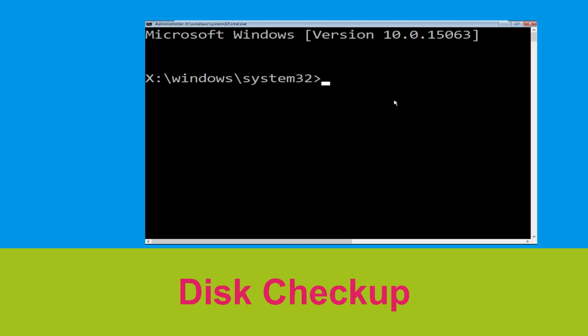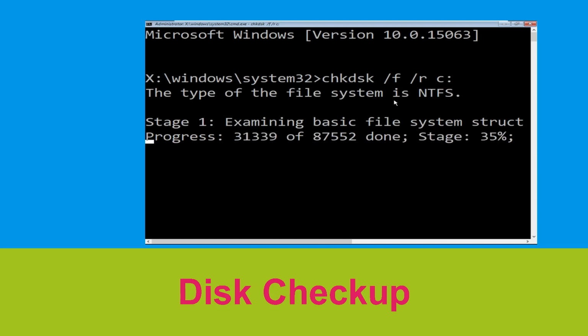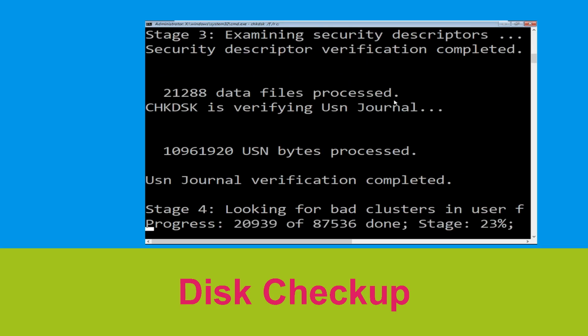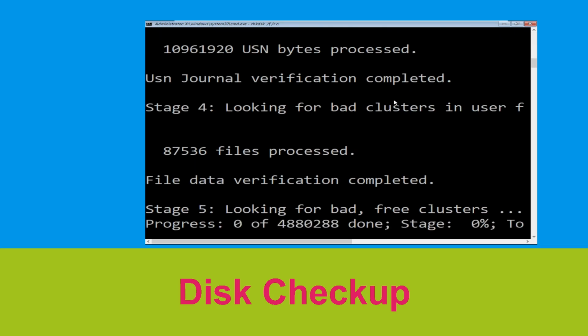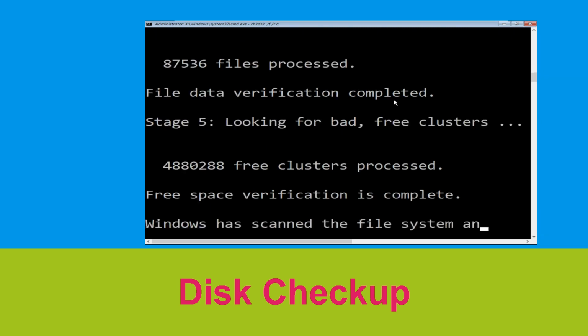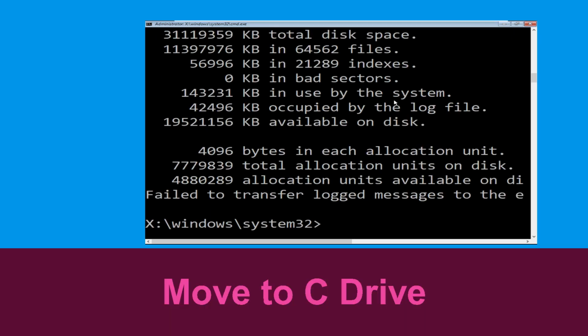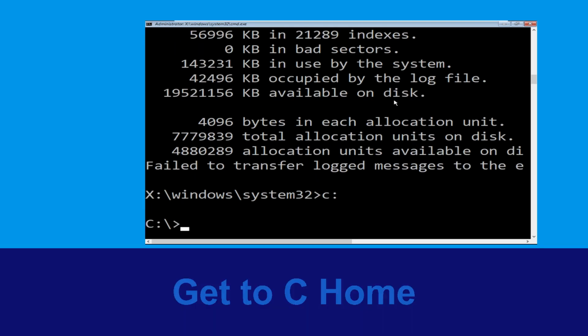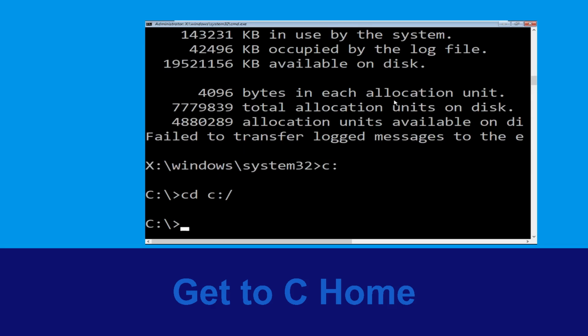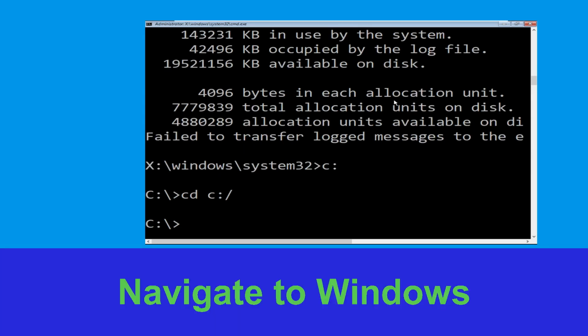Now execute this command carefully. Type chkdsk /f /r /c: and hit enter to execute this command. Now type C: and hit enter. Now we need to type cd space C: / and hit enter to execute.